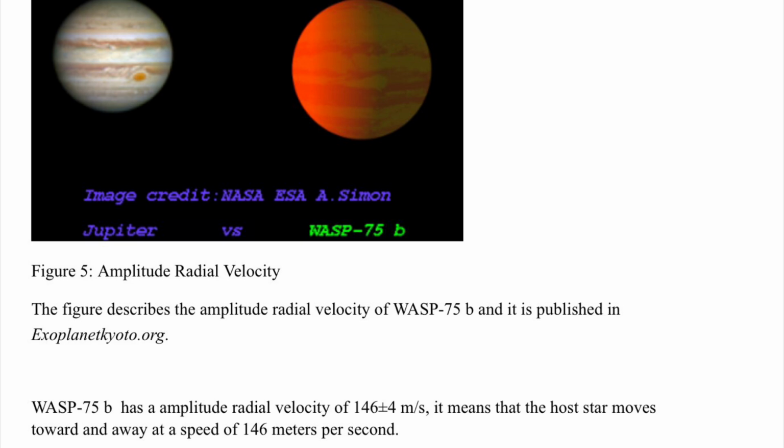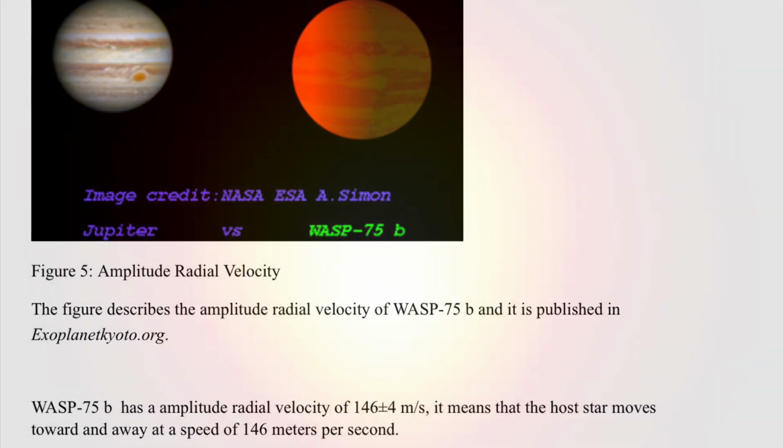This value is relatively big since it is larger than that of most hot Jupiters. It suggests either that the exoplanet is massive and is like a gas giant or a brown dwarf rather than a small terrestrial planet, or that the exoplanet orbits very close to the host star.